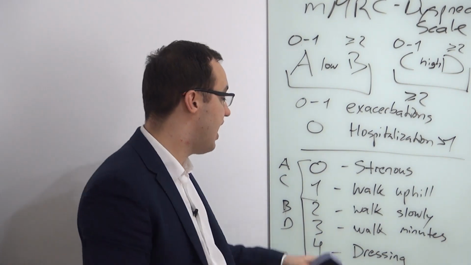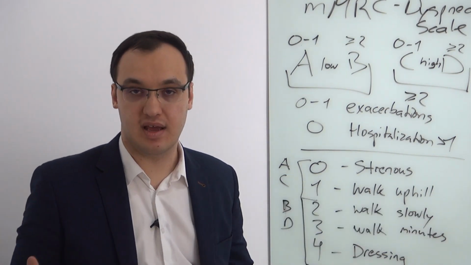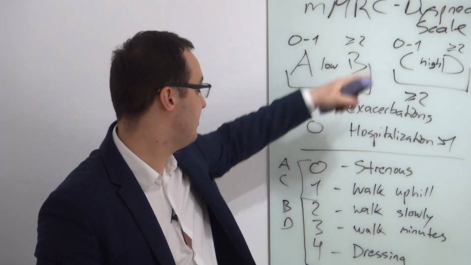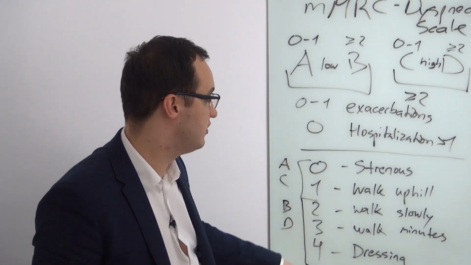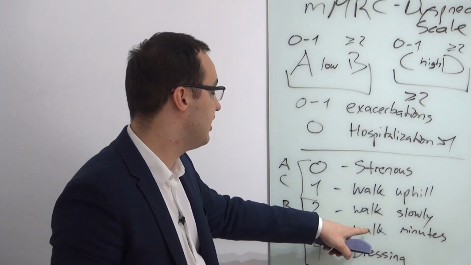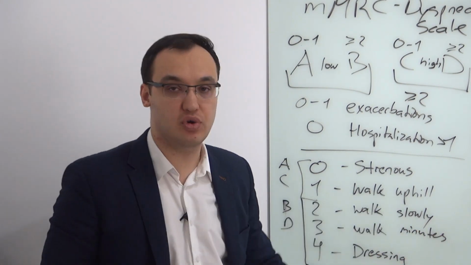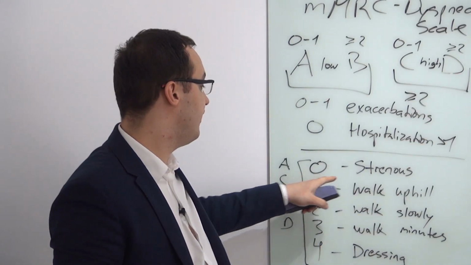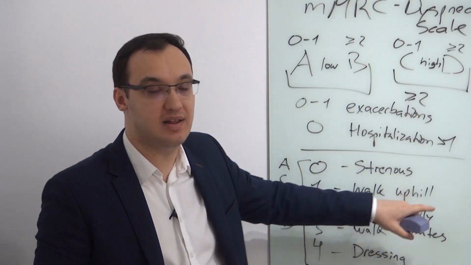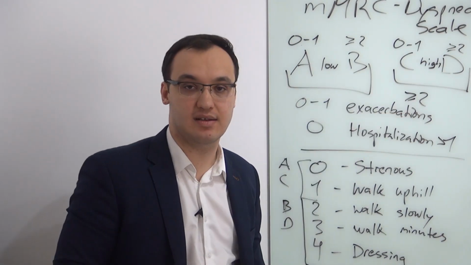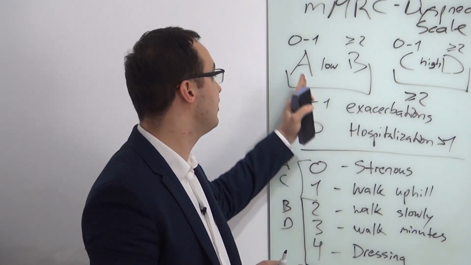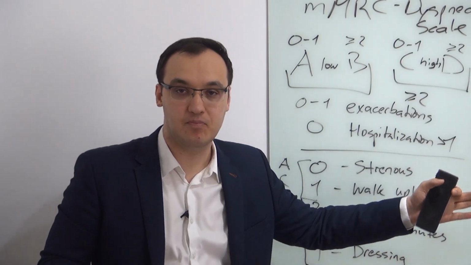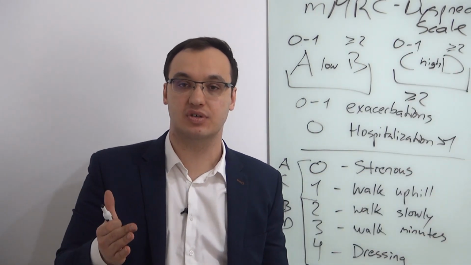Or if he tells me I can walk slowly and then after a while I get difficult breathing, then I know it's a B guy. Everything which is above 2 here. So it doesn't matter if he walks slowly, he can only walk a couple of minutes, or he can only dress up. This is all B guy or D guy. If he can do strenuous activity or walking uphill, he's an A guy or a C guy. And depending on the exacerbations, I know it's A or C or B or D. You get that?